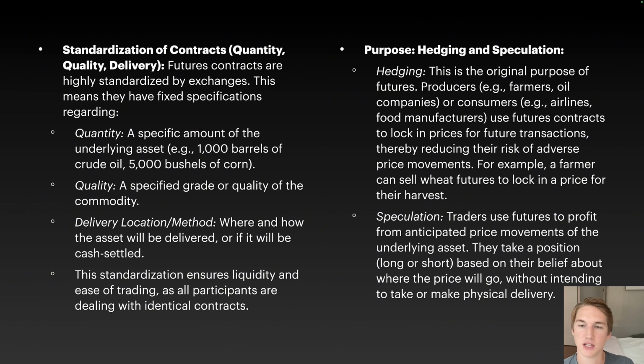Speculation. Now, this is me and you. Traders use futures to profit from anticipated price movements of the underlying asset. They take a position, long or short, based on their belief about where the price will go, without intending to take or make physical delivery. We don't care about getting the corn. We don't care about getting the oil. All we care about is money. That's why we're trading, okay?